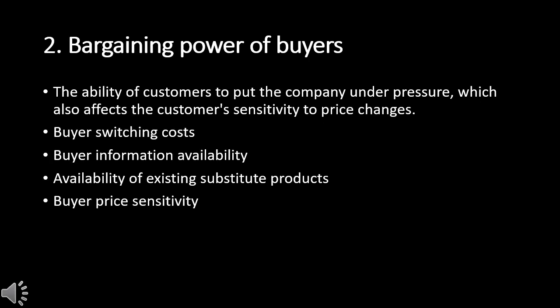The second force is the bargaining power of buyers, and this happens when the customer has the ability to put the company under pressure, and this will affect the customer sensitivity to price changes. For example, buyers' switching cost can affect the power of buyers. Buyers' information availability, availability of existing substitute products, buyer price sensitivity. All these factors can make the customers have more power or less power over the companies.